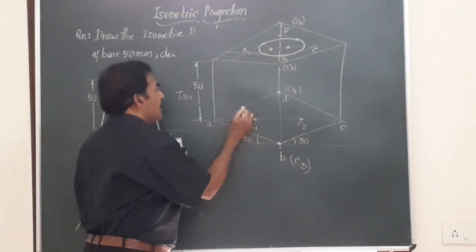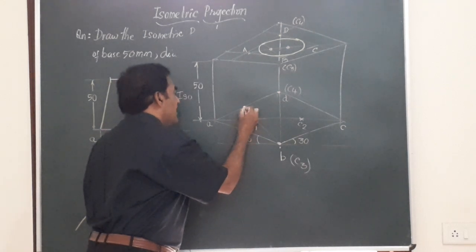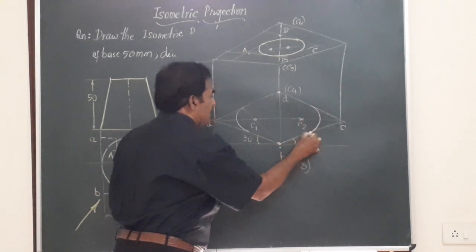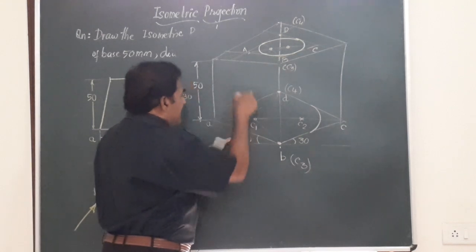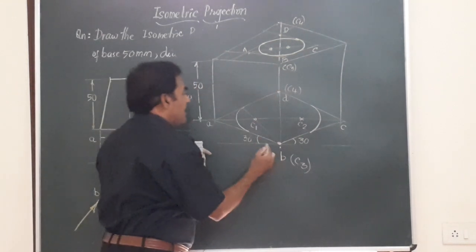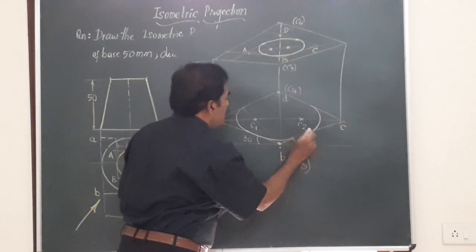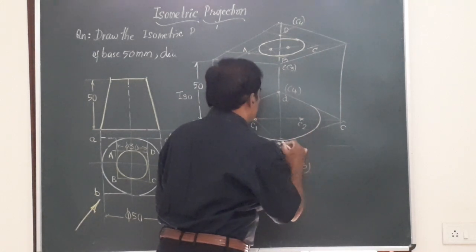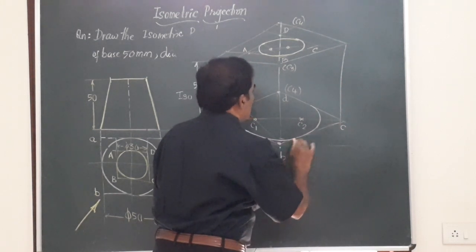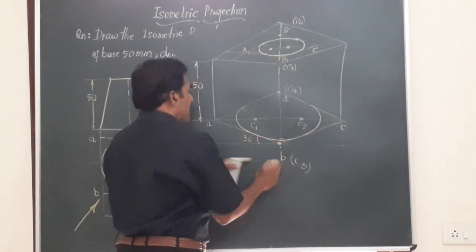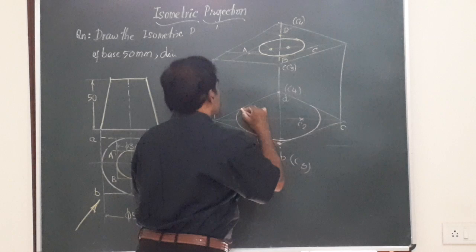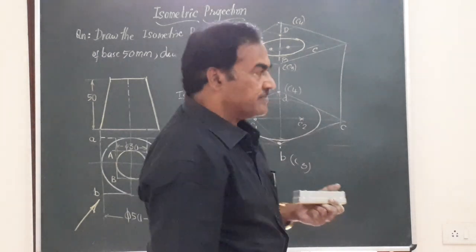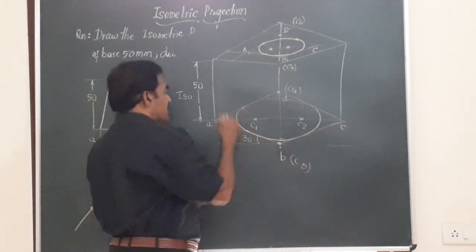So, with center C1 and radius equal to this gap, I am going to draw an arc. With center C2, same radius, another arc. With center C4 and radius equal to this D to this, another arc. Next, with center C3 and this distance as the radius, complete this. So friends, we have constructed 2 ellipses, one for the bottom face, one for the top face.